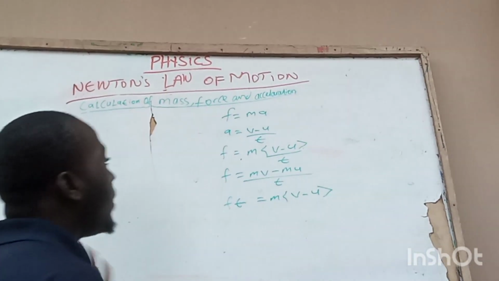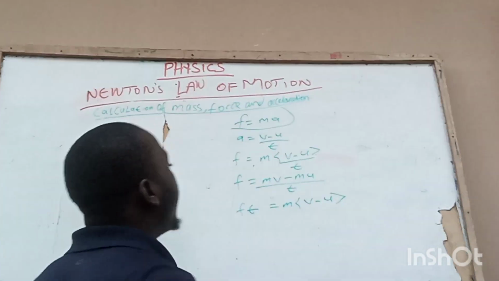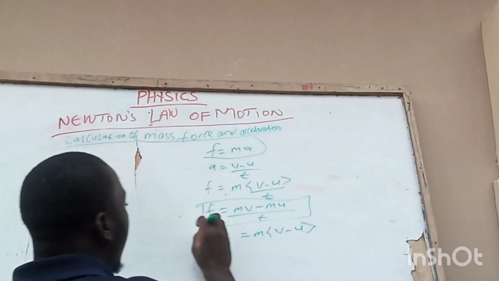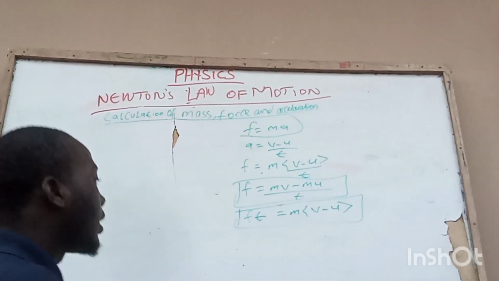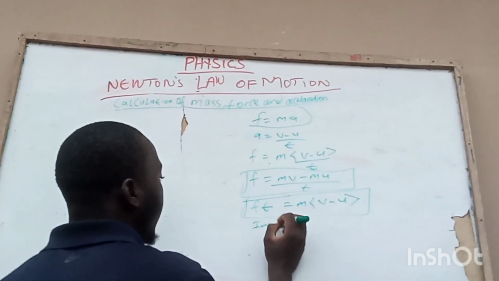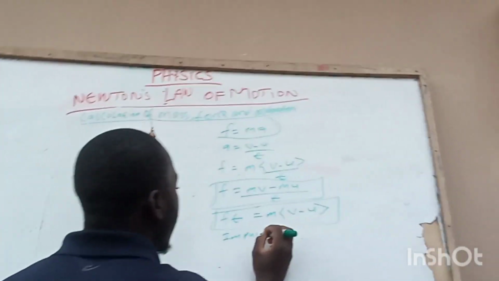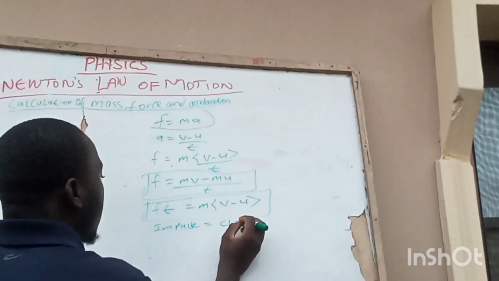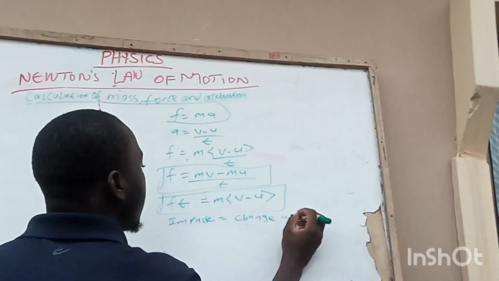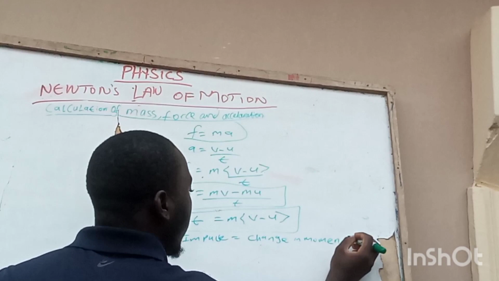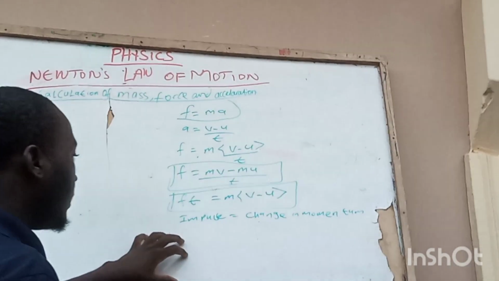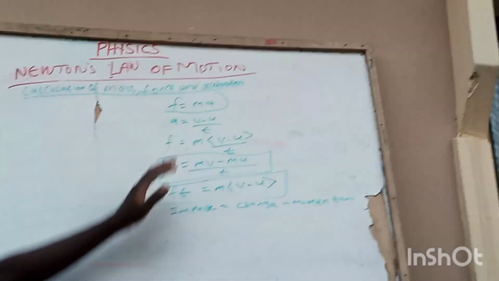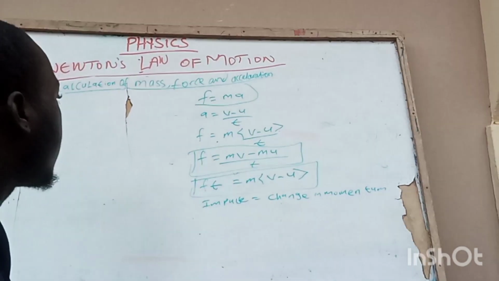So these are the basic formula we are going to be using. This first one, this another formula, second, third. And from this formula, this shows that our impulse is equal to change in momentum. But I'm going to do this in my next video. Let's just focus on the first three formulas first.